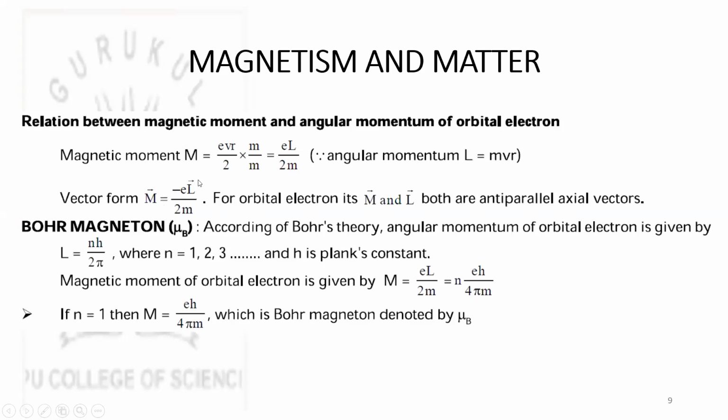Now from Bohr's model, the angular momentum of an orbital electron is given by the formula L is equal to nh by 2 pi, where n is 1, 2, 3, and so on, and here h is Planck's constant. So the magnetic dipole moment can be expressed as capital M is equal to nEh divided by 4 pi m. And here if n is 1, that is the minimum value of the magnetic dipole moment of the electron, equal to Eh by 4 pi m. This is known as the Bohr magneton, and it is also denoted by mu B.